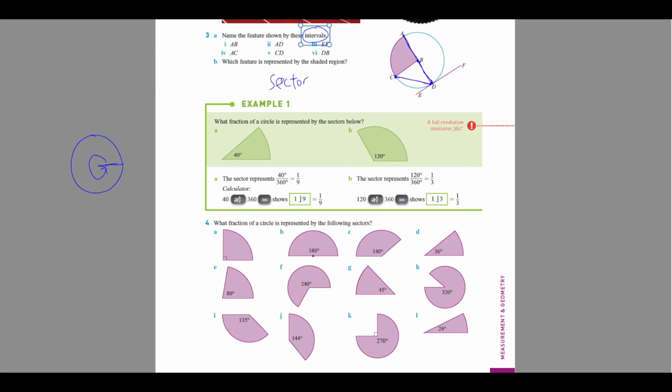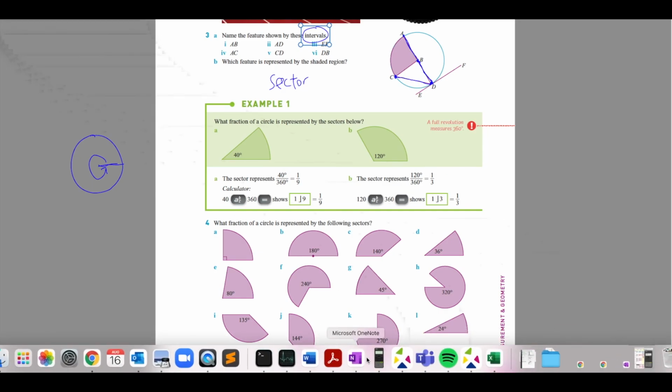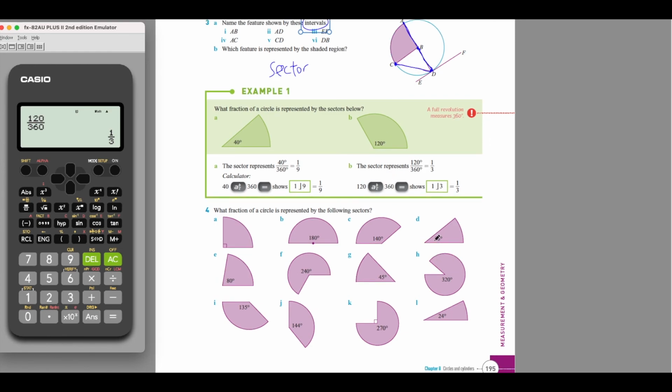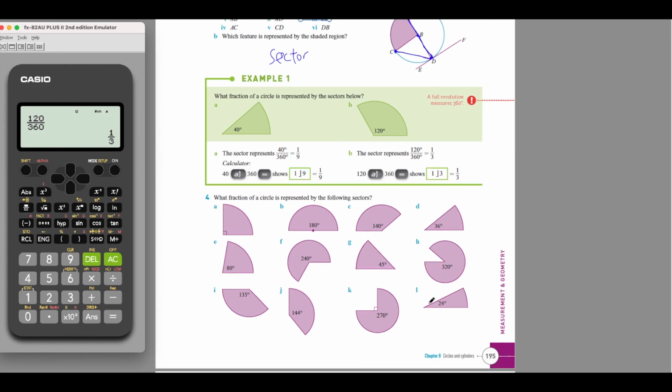So to do it in a calculator, what you can do is just type it in if you can't simplify it in your head. You just type 120 divided by 360 equals, and it simplifies for you. So this is 1/3 of a circle. Okay. So then that's basically all there is to it. Now you can just do all these questions using the same formula, and hopefully there should be no dramas.